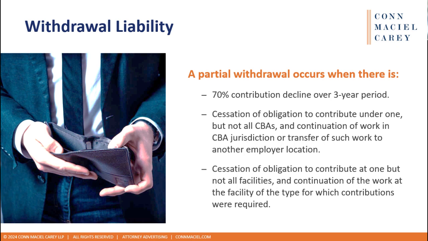The key here for both of these is that if the work for which you previously had an obligation to contribute is continuing on a non-contributing basis, then you're likely to run into a partial withdrawal. The 70% contribution decline generally occurs over a three-year period. There has to be 3 straight years of a 70% decline from a 5-year testing period.